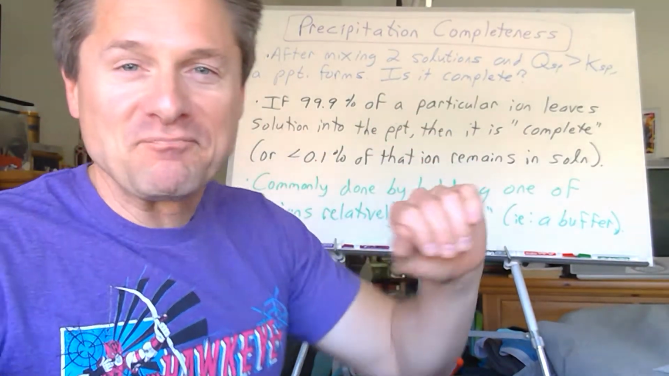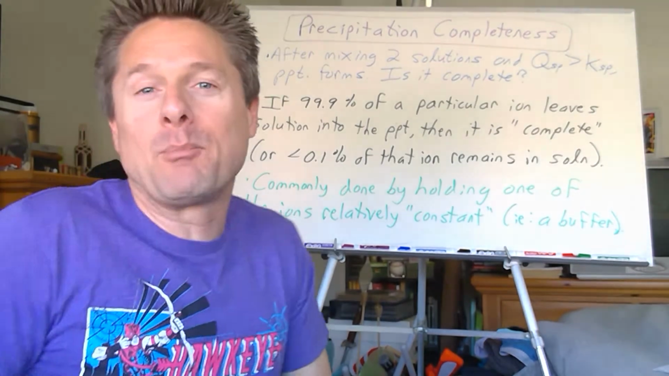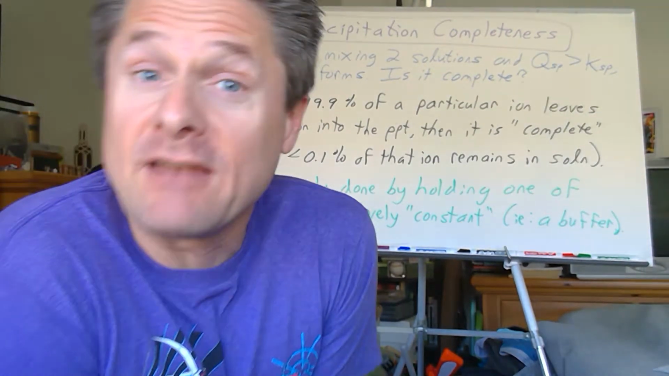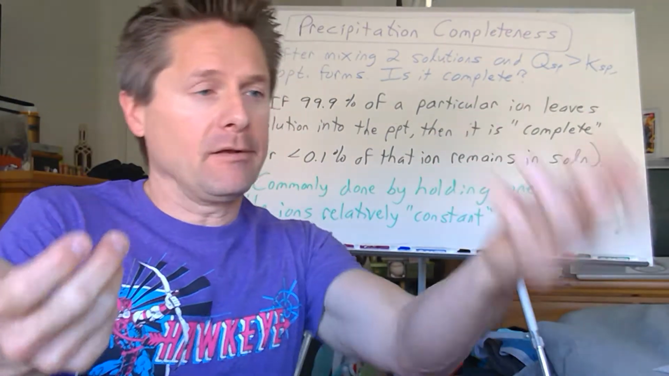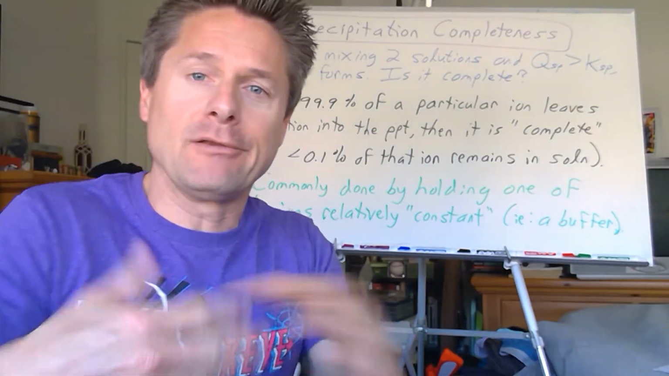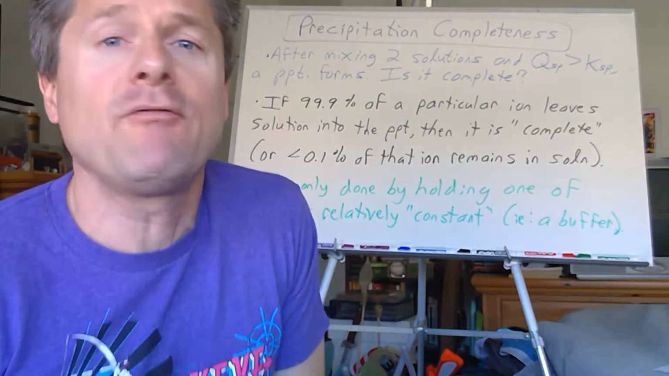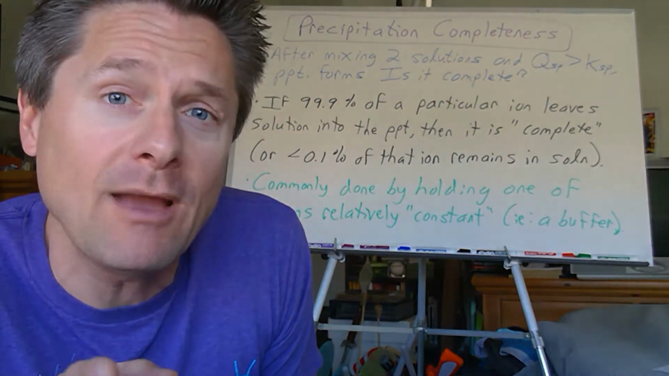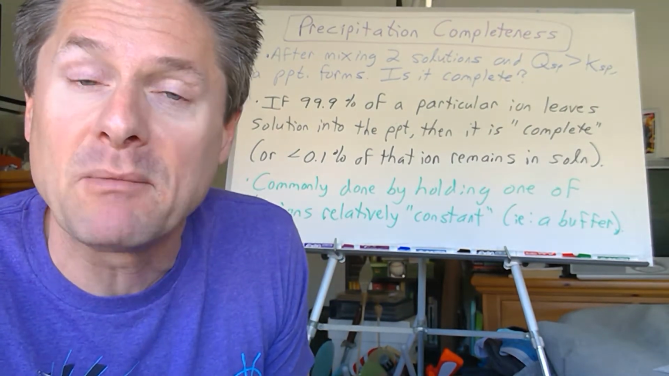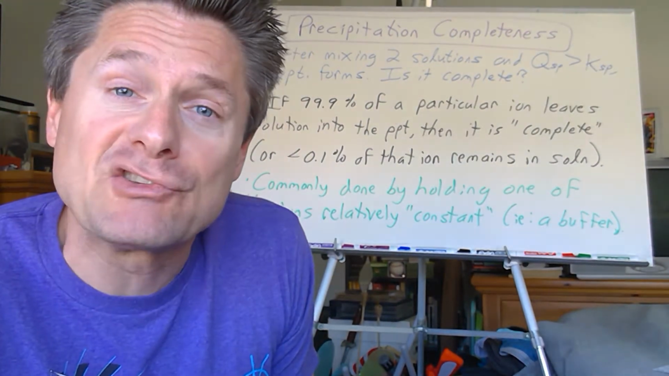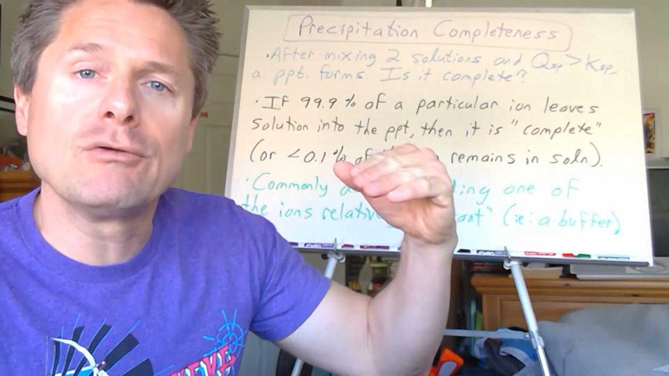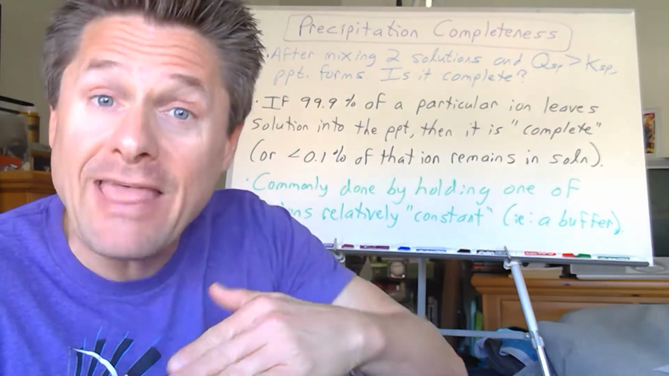All right, anyway, we looked in the last video at predicting whether a precipitate forms. I've got a solution here and a solution here, stick them together, dilution occurs. Do I form a precipitate or not? You don't always get one. In lab you do because we make it happen, but you have to realize the ion concentrations have to be high enough. So what we're going to do now in video 5 is extend that one extra step.